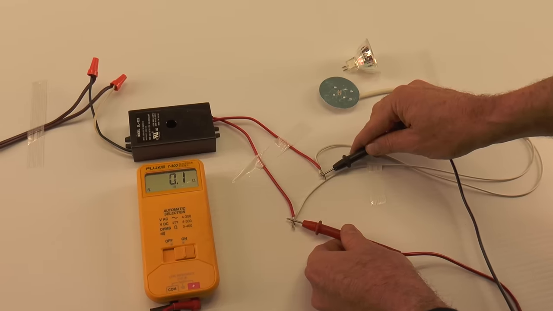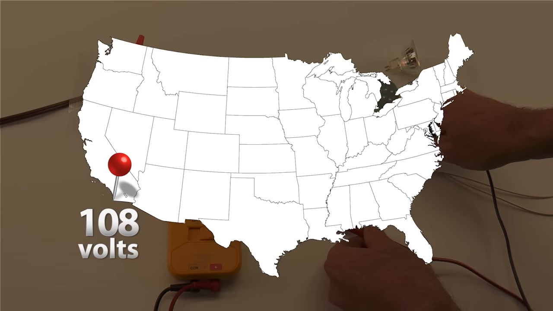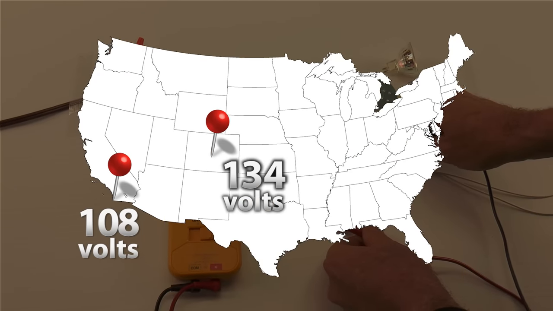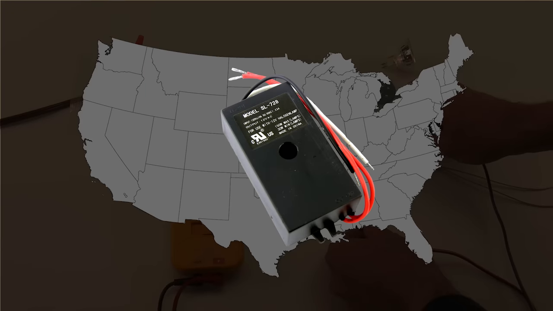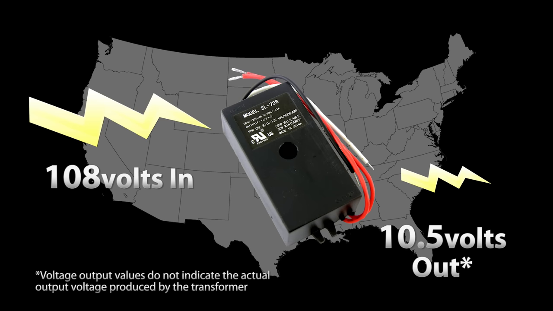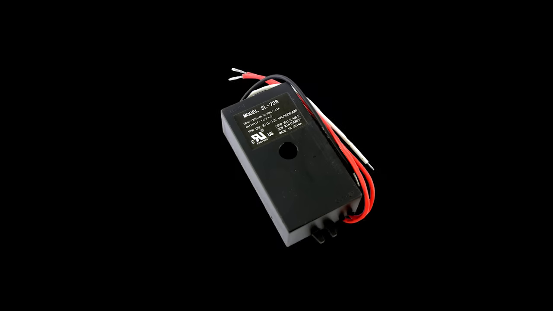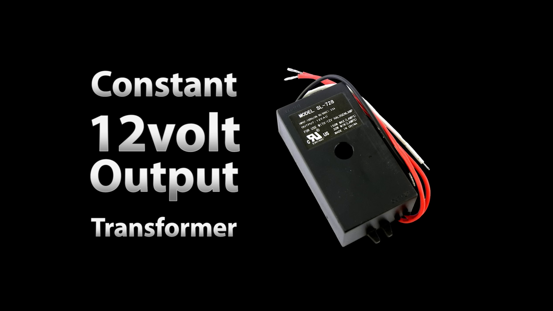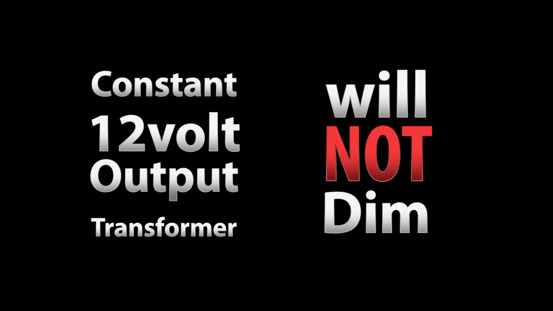We have measured a low of 108 volts in San Diego and a high of 134 volts in Colorado. It is a huge range, and the transformer adjusts the output based on its input. That is what makes it a dimmable transformer. If you're looking for a transformer that has a constant 12-volt output no matter what, this is not it. And that transformer will not dim.